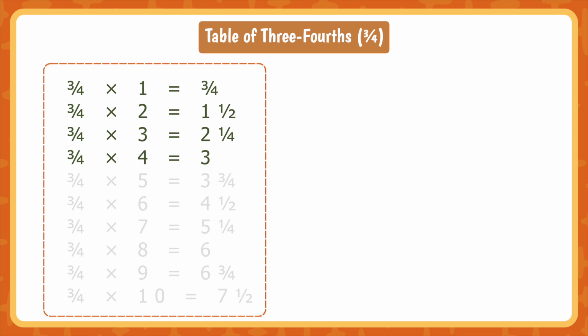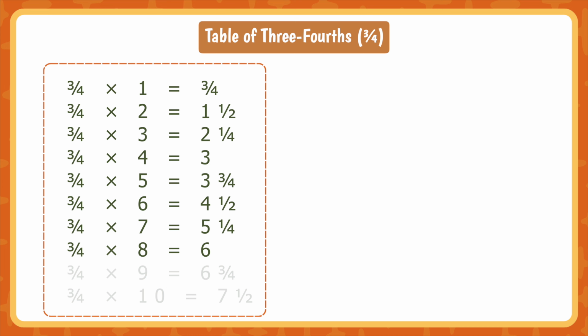3 quarters times 4 is equal to 3. 3 quarters times 5 is equal to 3 and 3 quarters. 3 quarters times 6 is equal to 4 and a half. 3 quarters times 7 is equal to 5 and a quarter.